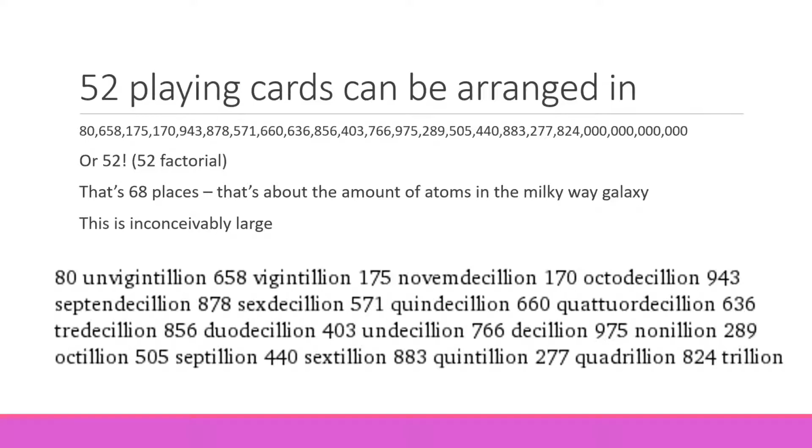The reason that it's so large is because it's actually not 52 times 52. It's 52 factorial. For those of you that don't know what factorial is, that means there are 52 cards, and there are 52 ways to put the first card. There are 51 places to put the second card. There are 50 places to put the third card. There are 49 places to put the fourth card, and so on and so on, all the way until you get to the end. And when you multiply all that together, you get a number that is 68 places long.